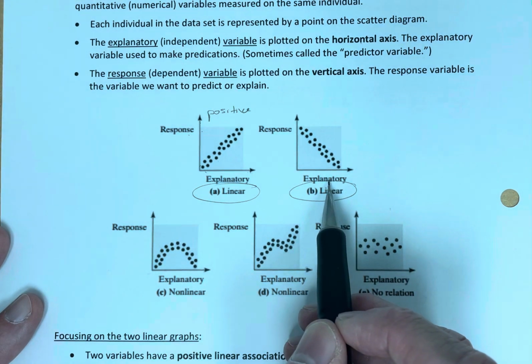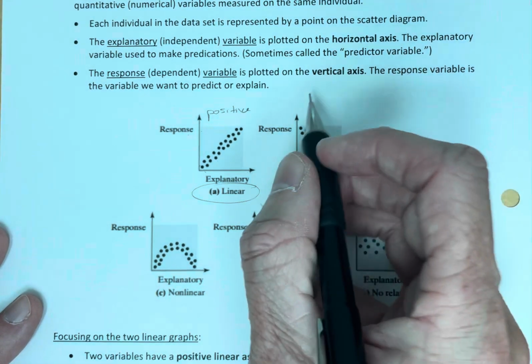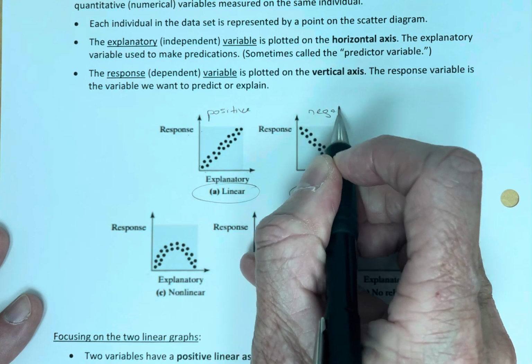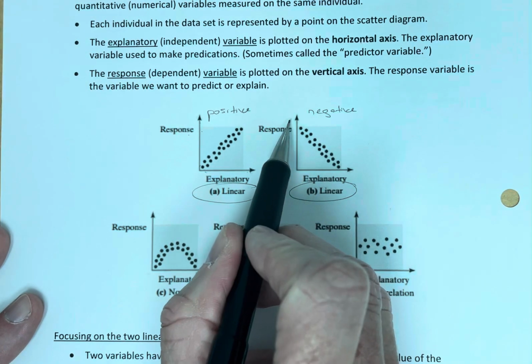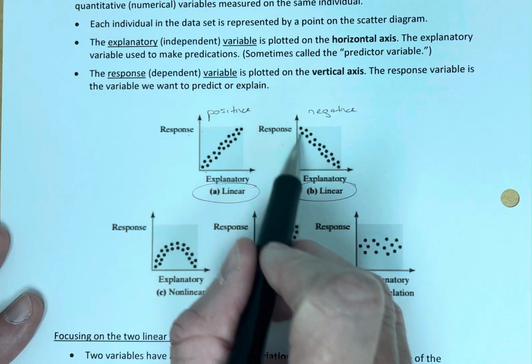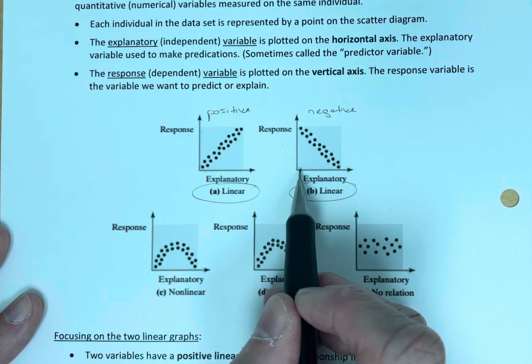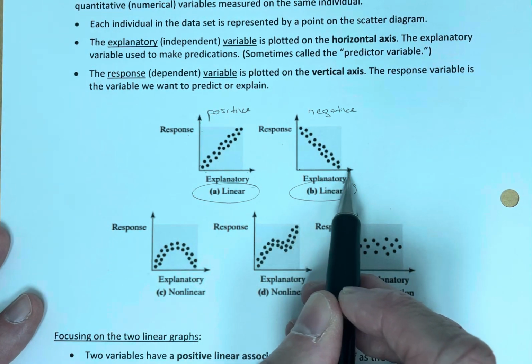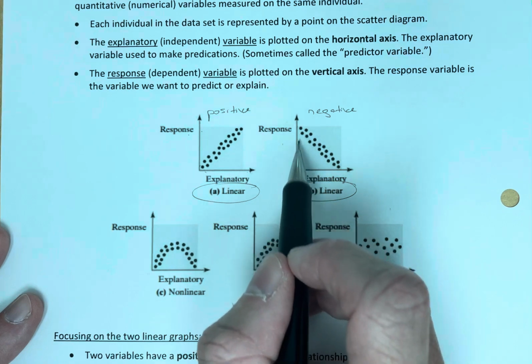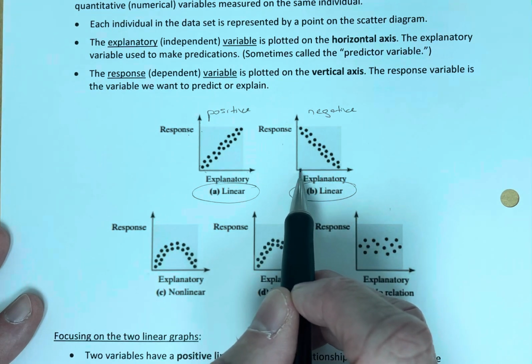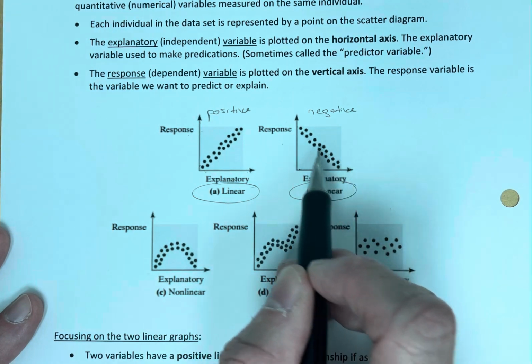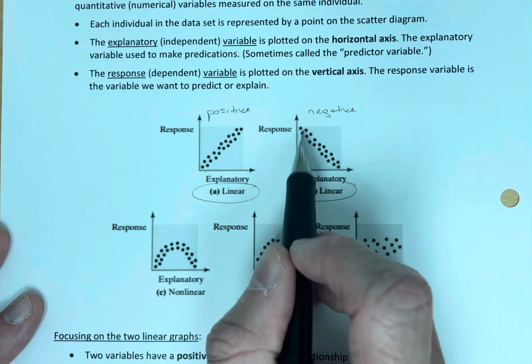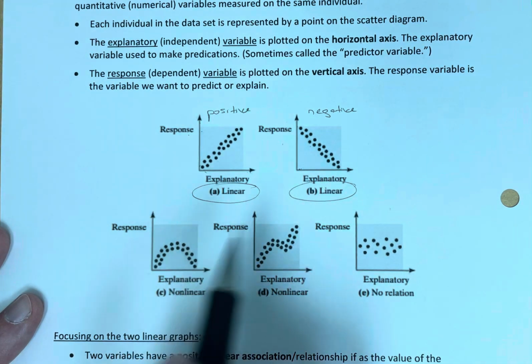Here's another linear relationship. It is a negative linear relationship. It's going down from left to right. As the explanatory variable increases, the response variable is decreasing. As we increase on the x-axis, we're getting points that are decreasing on the y-axis.